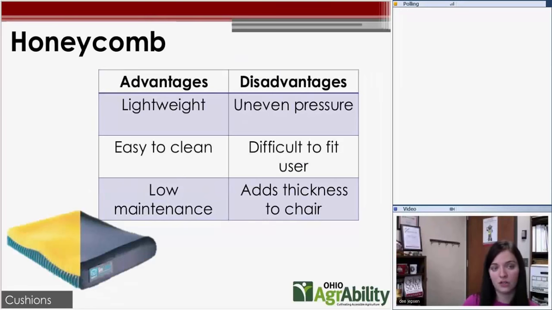Honeycomb cushions are lightweight, easy to clean, and fairly low maintenance. They don't offer even pressure relief. They can be a little bit difficult to fit to the individual user. They are a more generic type of cushion, and they add pretty good thickness to the chair, which is a consideration when you're being fitted, because you may not have a cushion in the chair yet. So think about that: if the chair fits you now, and you add a cushion in the future that raises you 1 to 2 inches higher, think about other adjustments that may need to be done to your chair because of adding that cushion.